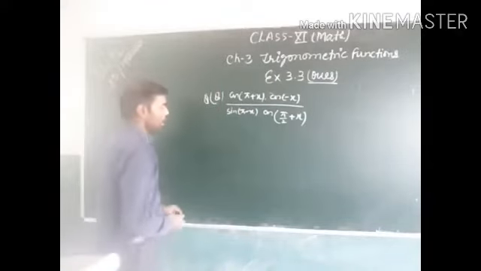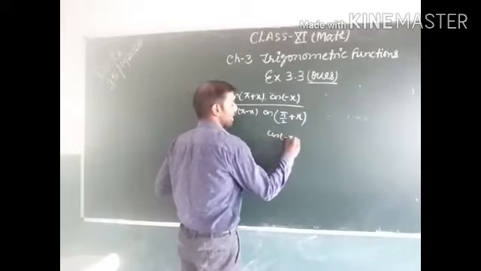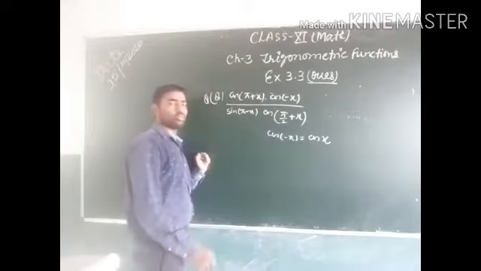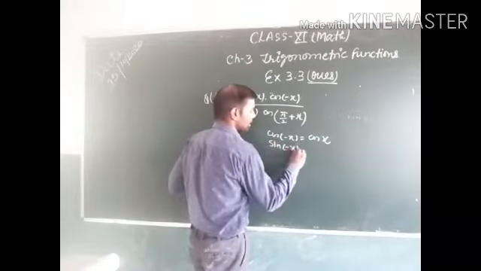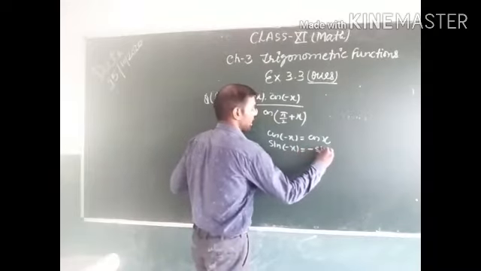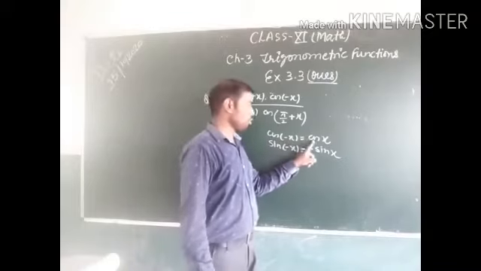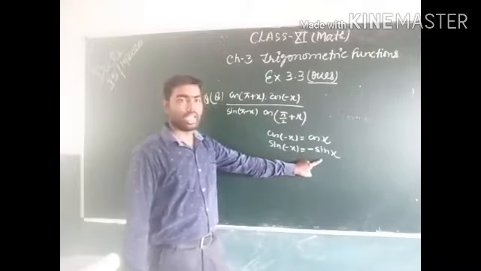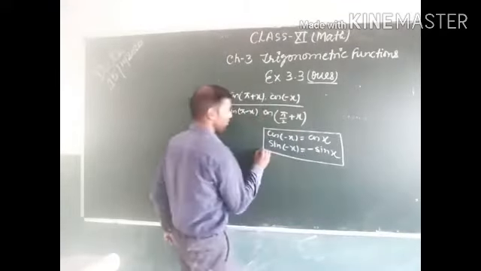First of all, there are two identities: cos minus x is equal to cos x, and sin minus x is equal to minus sin x. This is also a trigonometric identity, so we use this concept in this question.